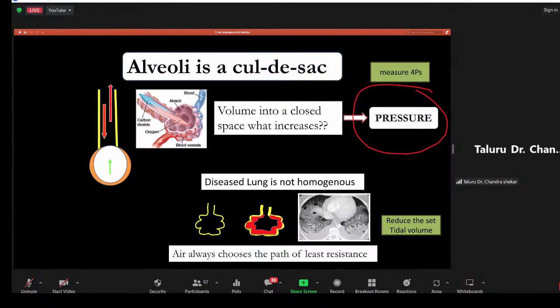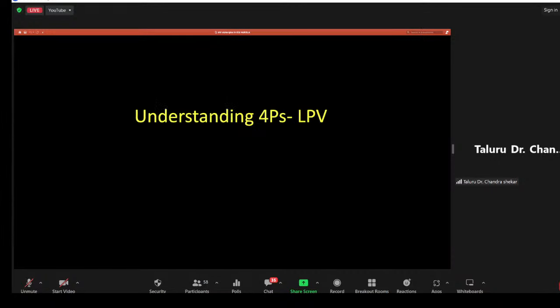Two things. A diseased lung or even a normal lung is not homogeneous, and the diseased lung is very, very heterogeneous. There is a smaller number of alveoli which are capable of taking the volume. So you have to reduce the tidal volume. And when you put volume into a closed space, pressure increases, and it increases more now because there are fewer alveoli. So you have to measure or monitor the 4 P's. I'll tell you in the next 2-3 slides what they are. So, understanding the 4 P's and lung protective ventilation.